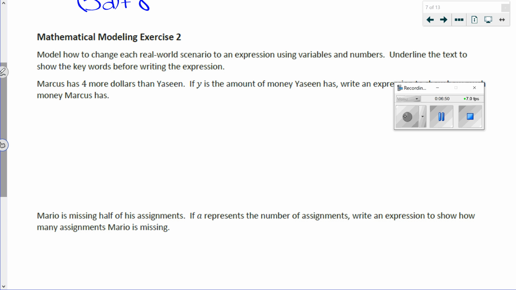Okay, I'm going to go through quickly because we still got quite a bit more to do and we're running out of time. So Marcus has 4 more dollars than Yasin. Y is the amount of money Yasin has. Write the expression. More than, flipping phrase. Y plus 4.